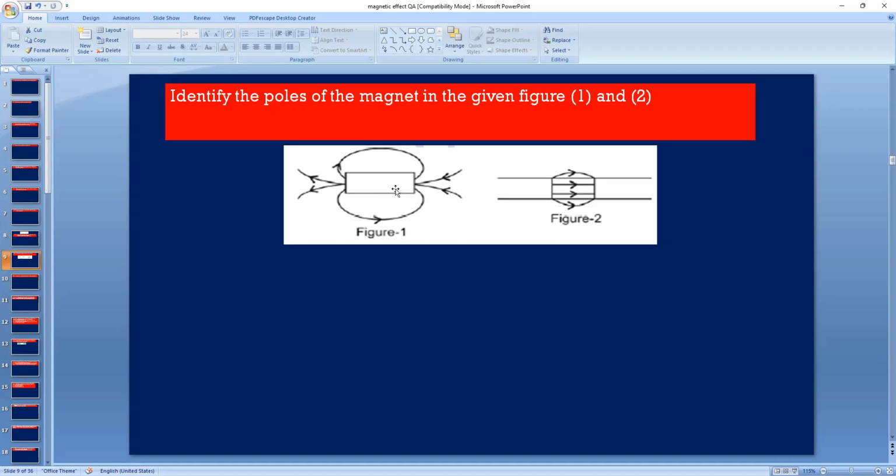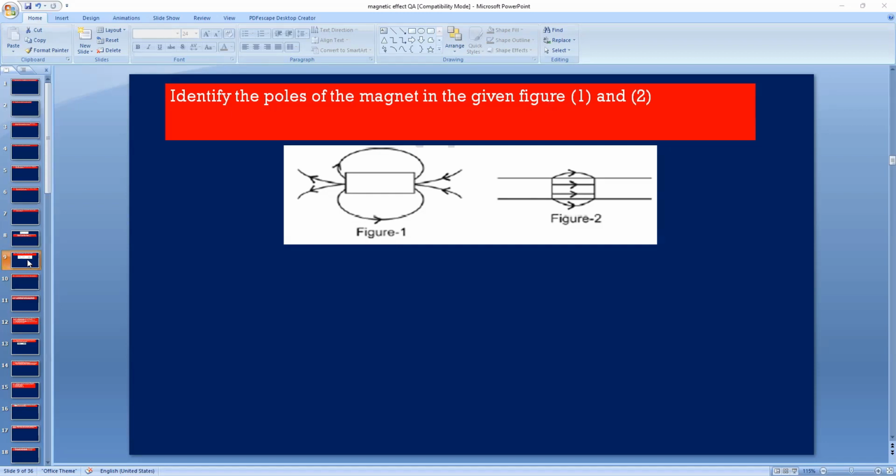Now you can see that in figure 1, as you know, magnetic field lines are always away from the North Pole towards the South Pole. Magnetic field lines are away from the North Pole towards the South Pole. This is the way.